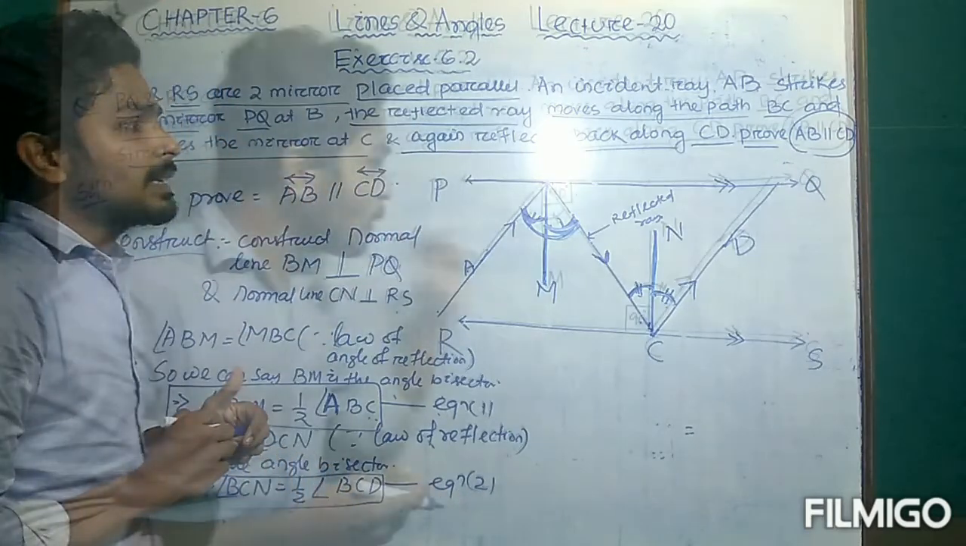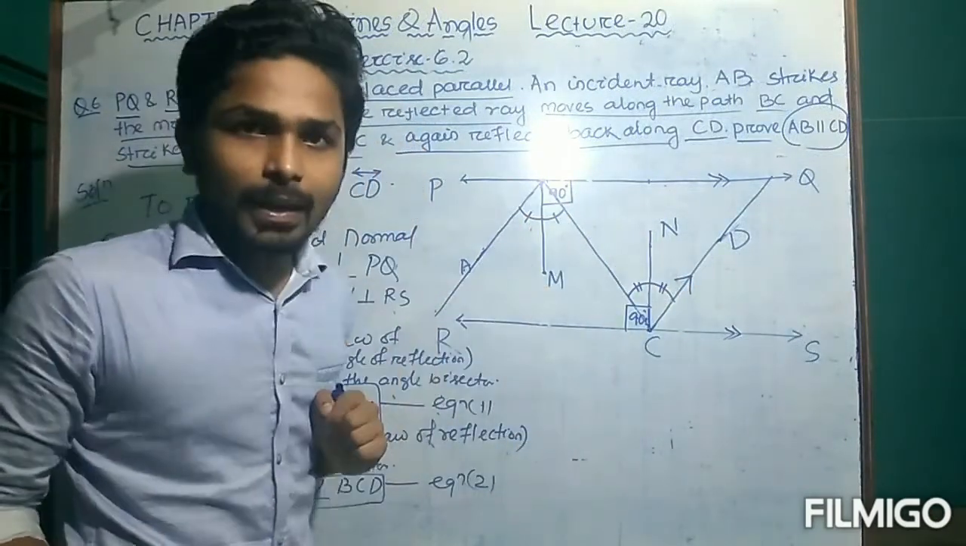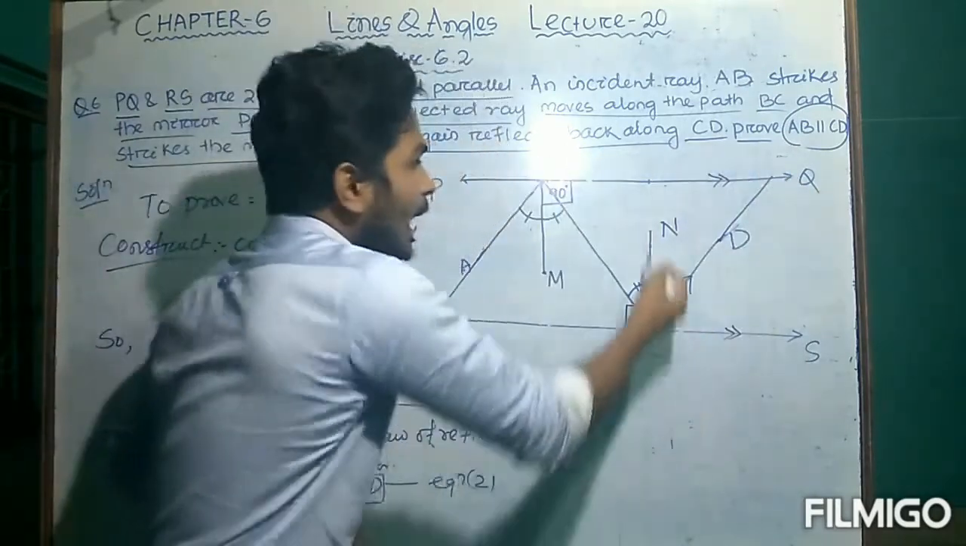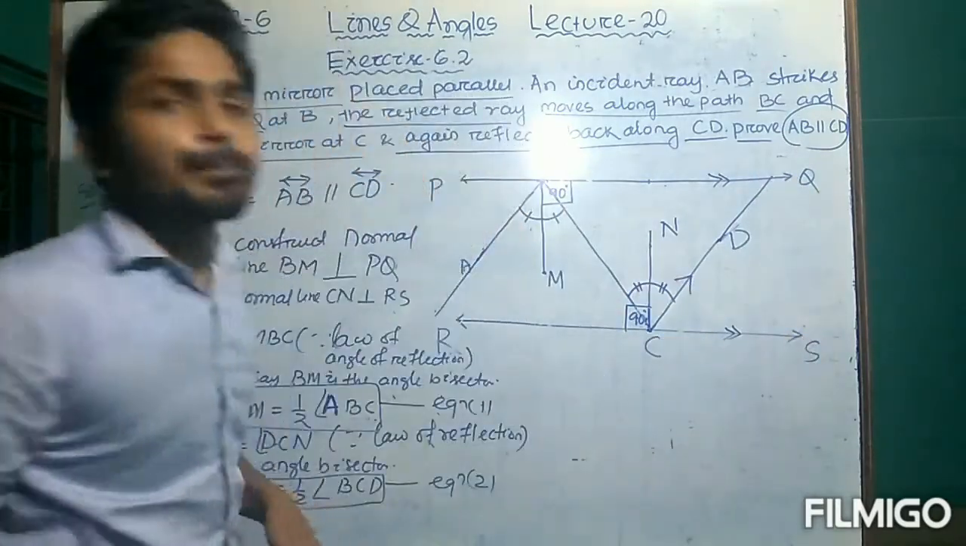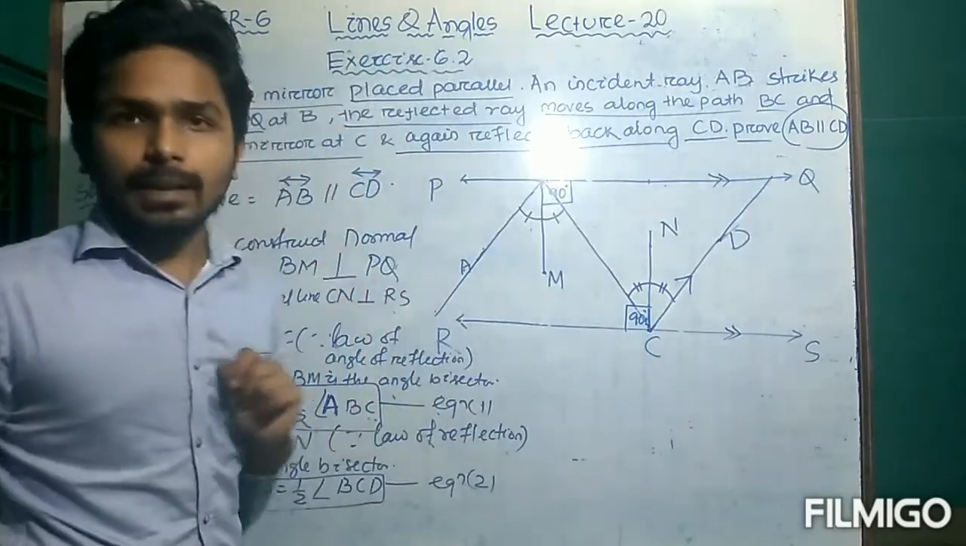Okay, now look at this figure. BM and CN are two normal lines. Normal lines means they are perpendicular to the line PQ, and this line is perpendicular to the line RS. And PQ and RS are two parallel lines.